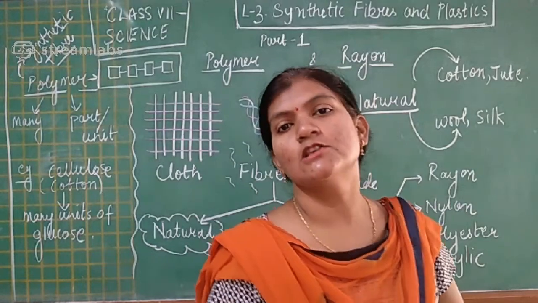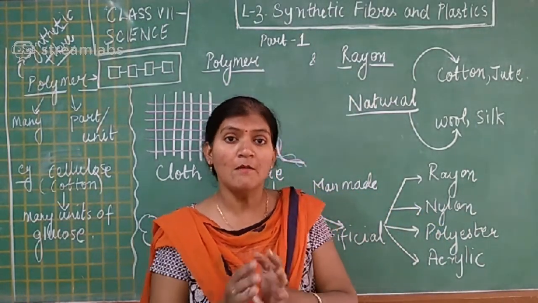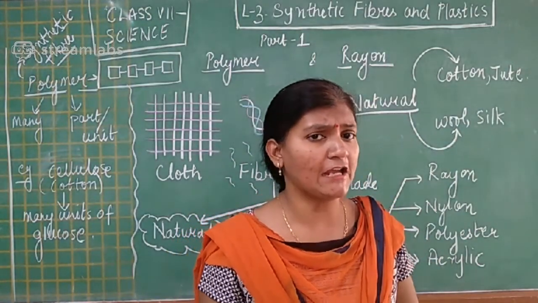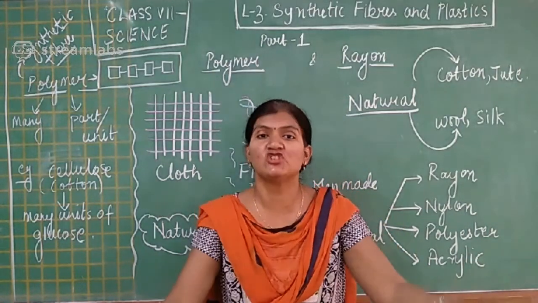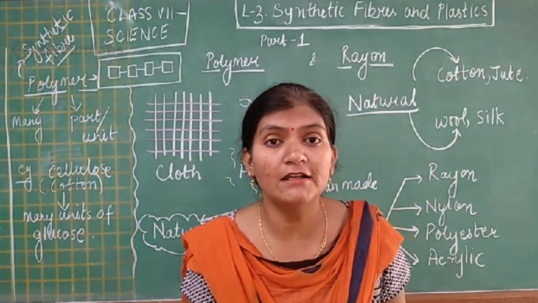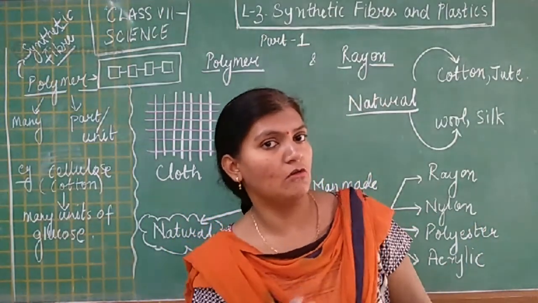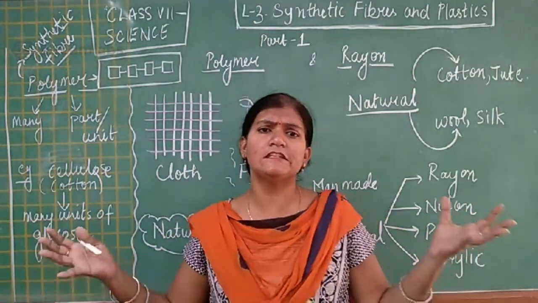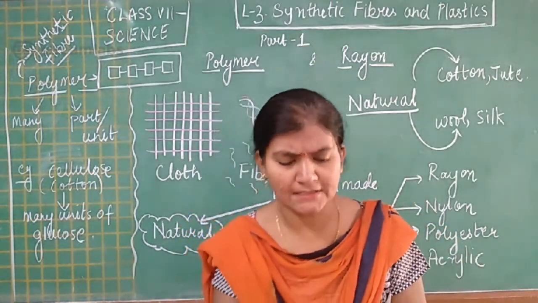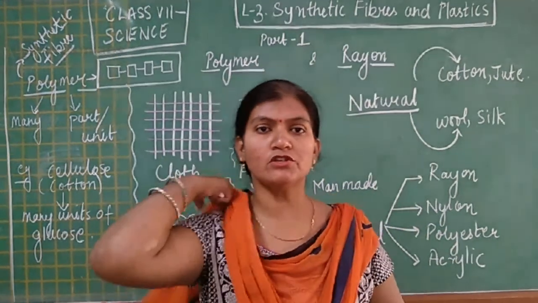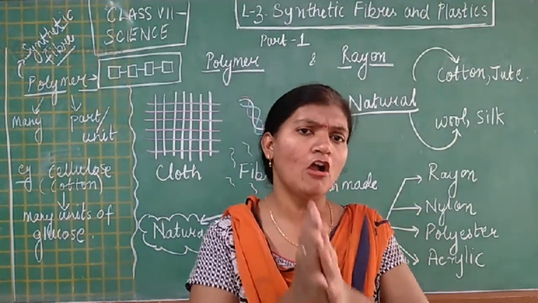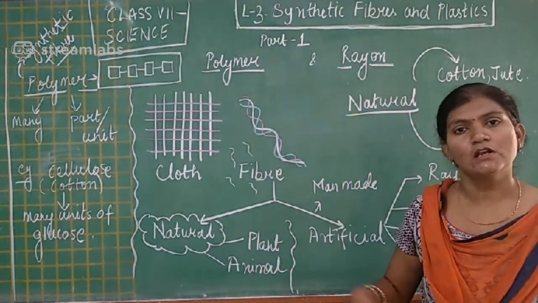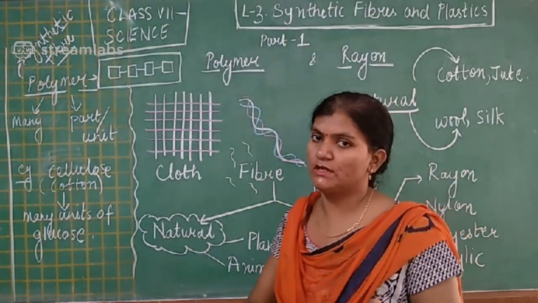Okay, students, so all this is possible because we have many varieties of plastic, and plastics can be molded into different shapes and can be dyed into a variety of colors. They can be made transparent, they can be made opaque, they can be made heavy, they can be made light. So this whole lesson basically deals with synthetic fibers and plastics. Okay, students, but before going to the whole lesson, the short topic of this lesson is the polymer and rayon that we are going to learn in today's class.